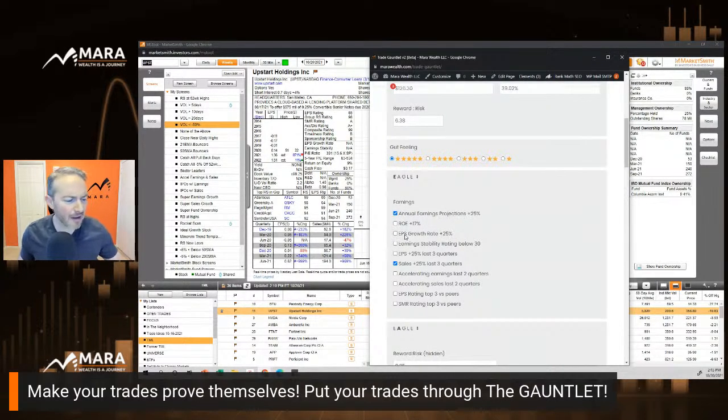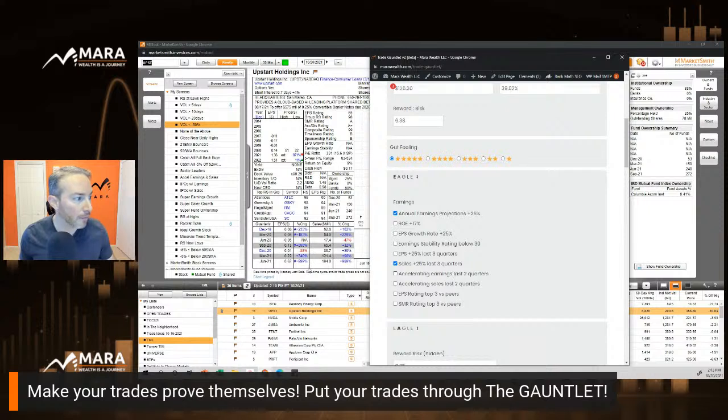That's the rationale and thought process behind the gauntlet and behind having a weighted average checklist for your trades. It's super, super helpful for you to do this with your trading.